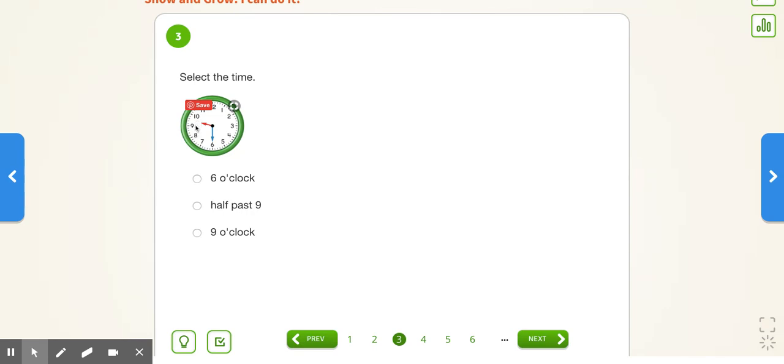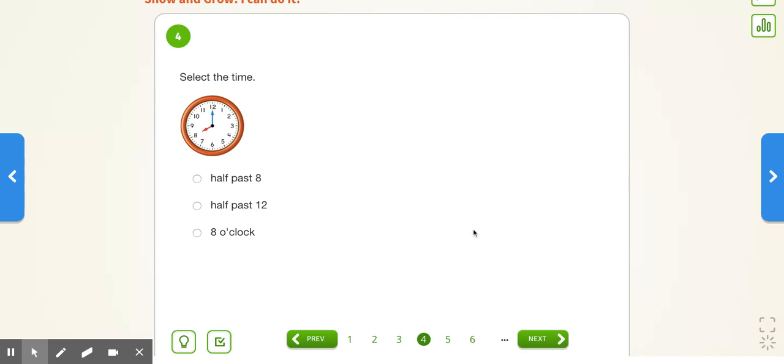So because it's in between my 9 and my 10, what does that mean? Does that mean it's 6 o'clock, half past 9, or 9 o'clock? Well, I know that when my hour hand is halfway in between my 9 and my 10, and my minute hand is pointing straight down, that means it is half past 9 because my minute hand has gone halfway around the clock and my hour hand is halfway between my 9 and my 10.